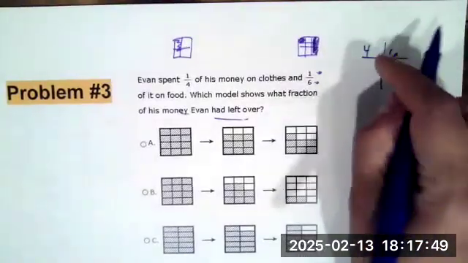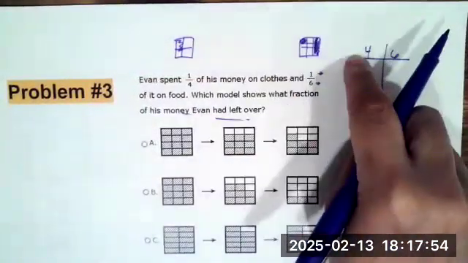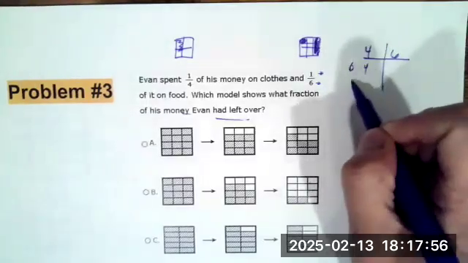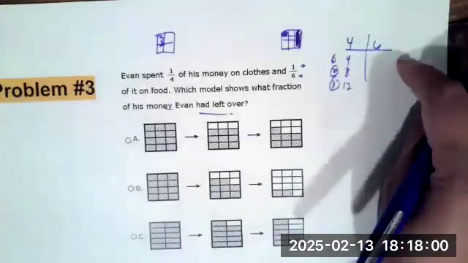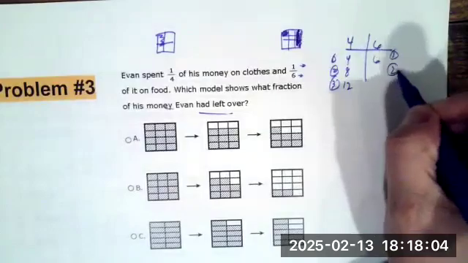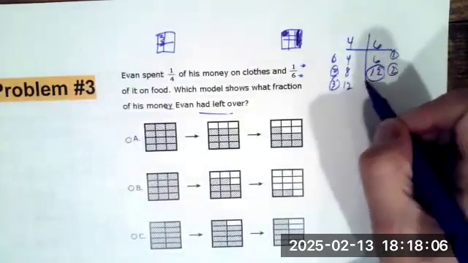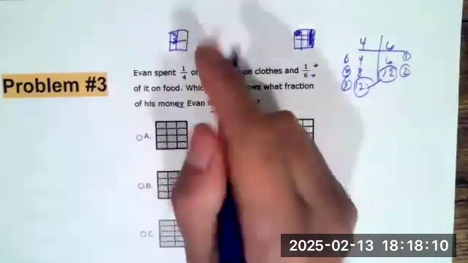So this is our T-chart. This is going to help us know how to split up this whole before we start. So 4 times 1 is 4. 4 times 2 is 8. 4 times 3 is 12. And so I'm going to stop there because I know that 6 times 1 is 6 and 6 times 2 is 12. So here we go. We're going to turn these into having the same denominator.